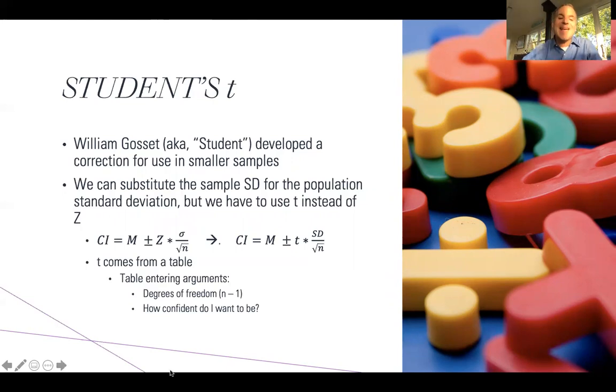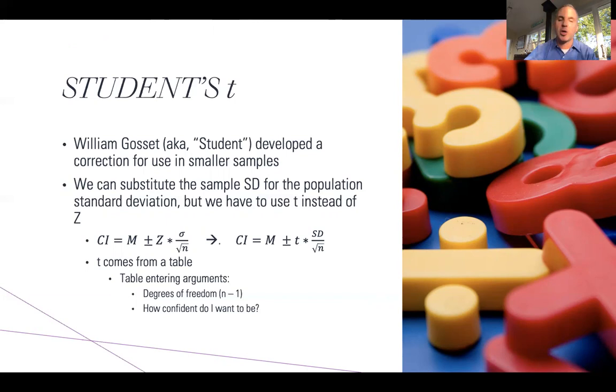But when we do that, instead of using Z in our equation, we're going to use T, right? And so what we end up with is our confidence interval, which remember is an interval. It's a range over which I'm estimating the population mean to be. I construct this confidence interval from the sample mean plus or minus t times the standard deviation over the square root of n. Now, t will come from a table, and that'll be in a different video from this one, but t will come from a table.